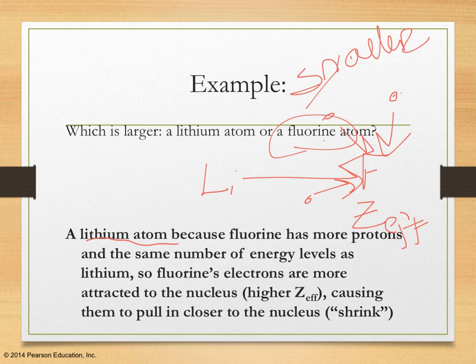All trends going from left to right across a period, every single trend, can be explained by the fact that you are adding more protons as you go left to right, and therefore the effective nuclear charge is increasing. All three trends that we're going to talk about can be explained that way. As you go left to right, you add more protons, and therefore the effective nuclear charge has increased.